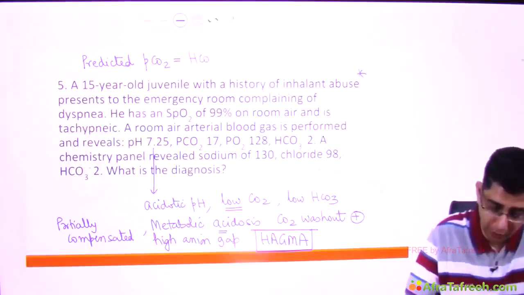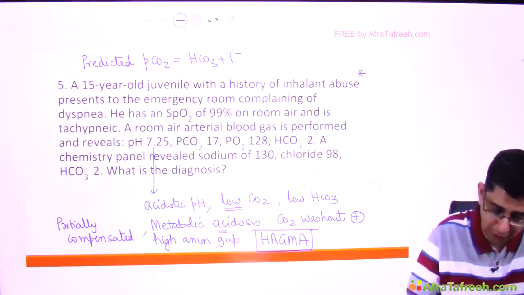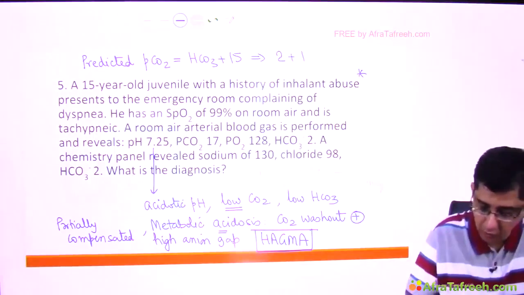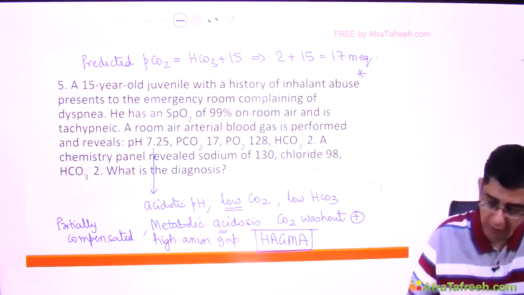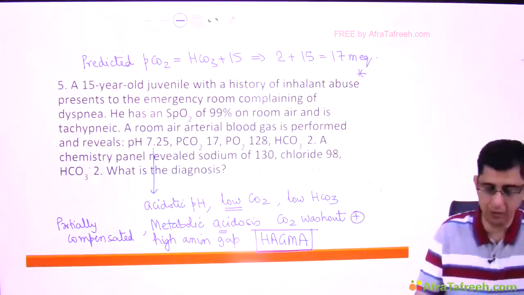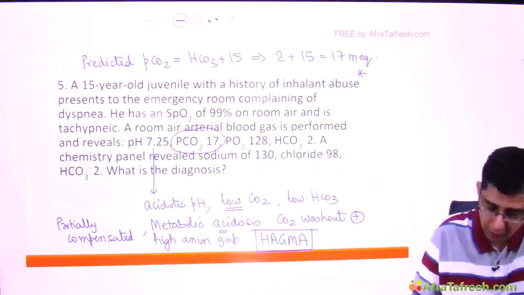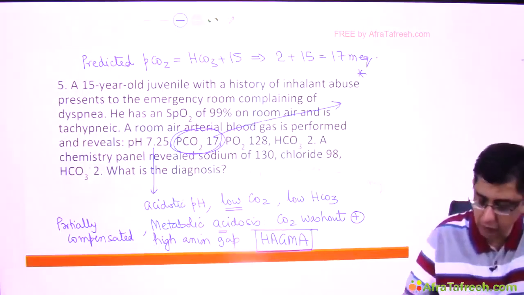Predicted PCO2 value should be bicarbonate plus 15. The bicarbonate value of this guy is 2. If you add 15 to this, it will work out to be 17 milliequivalents. You can notice the fact that the actual value of the PCO2 of the patient is also 17, and the predicted value is also 17.